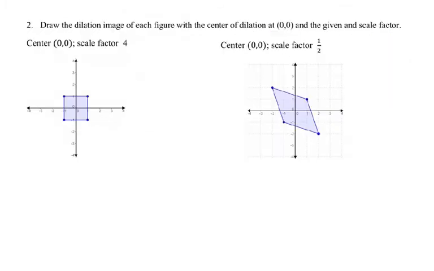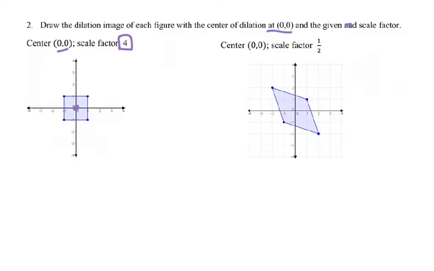Okay, the next one, number 2, says draw the dilation image of each figure with the center of dilation at 0, 0 and the given scale factor. When the center is at 0, 0, that's the easiest one to do. It's very intuitive. If the scale factor is 4, I'm going to have a bigger square in my image.